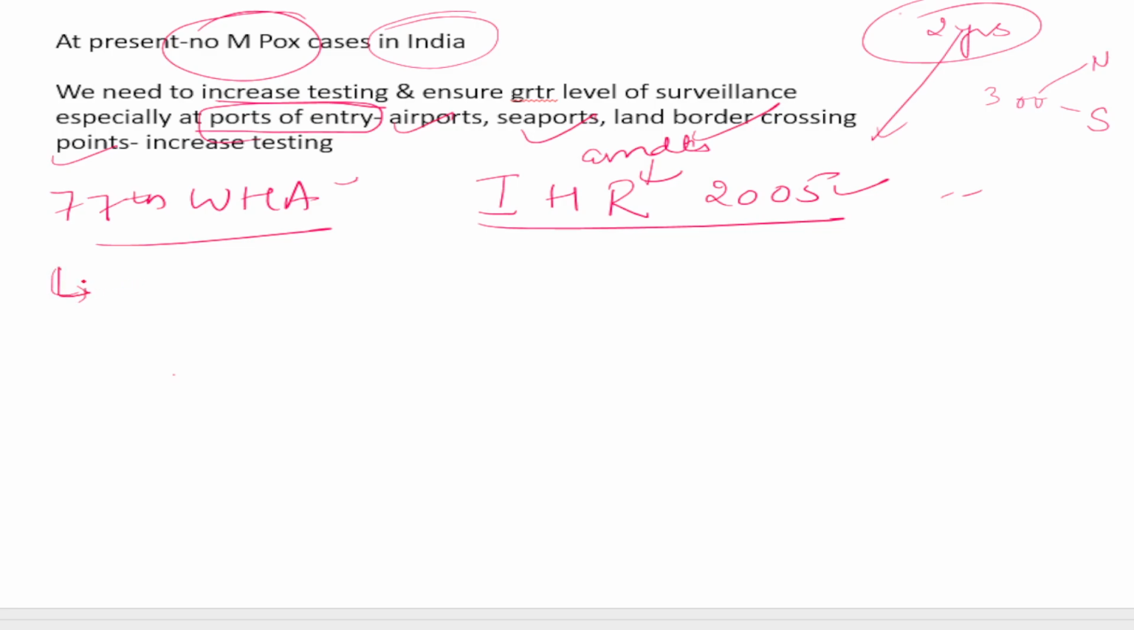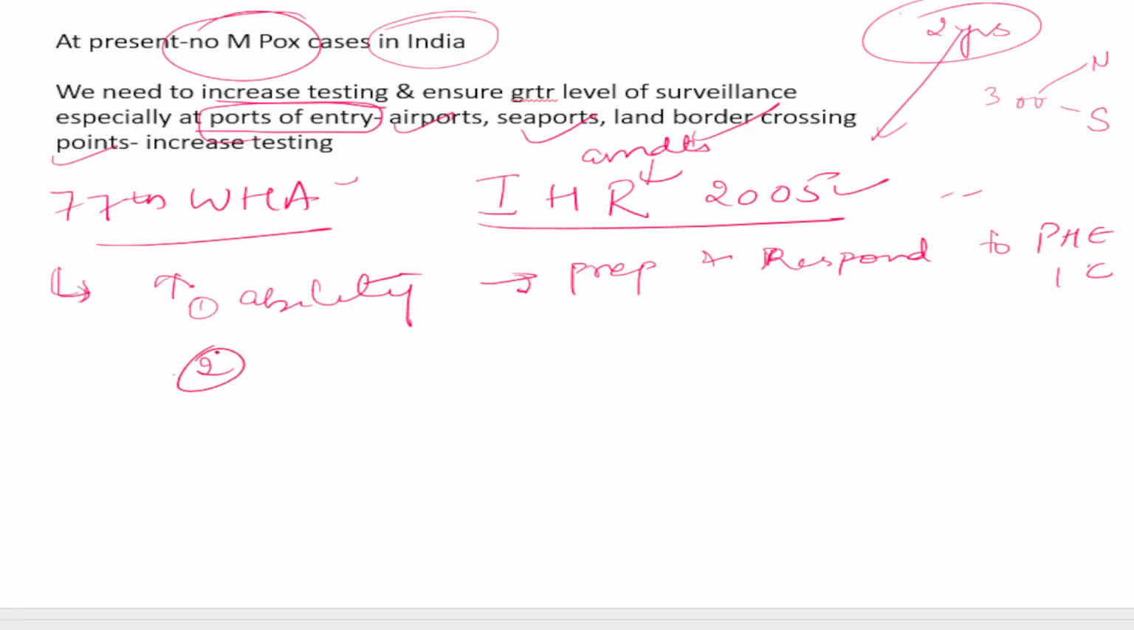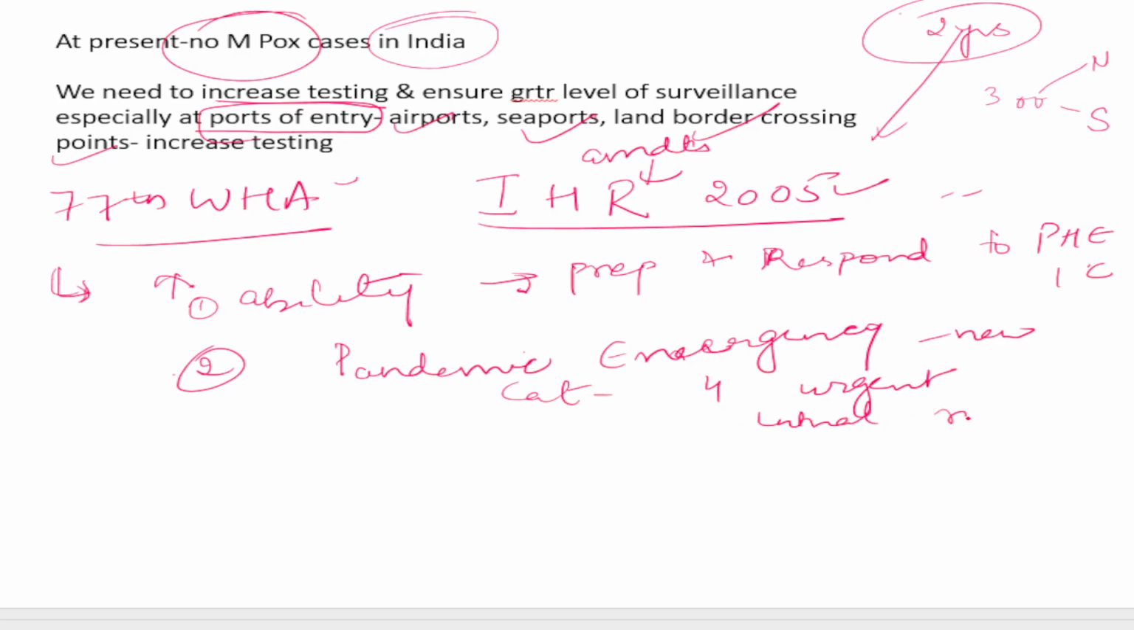The first point we studied is that these amendments aim to increase the ability of countries to prepare for and to respond to a public health emergency of international concern. Then, one important thing is that they have added a new category for urgent international response. The new category added is the pandemic emergency. So this is a new category for urgent international response.